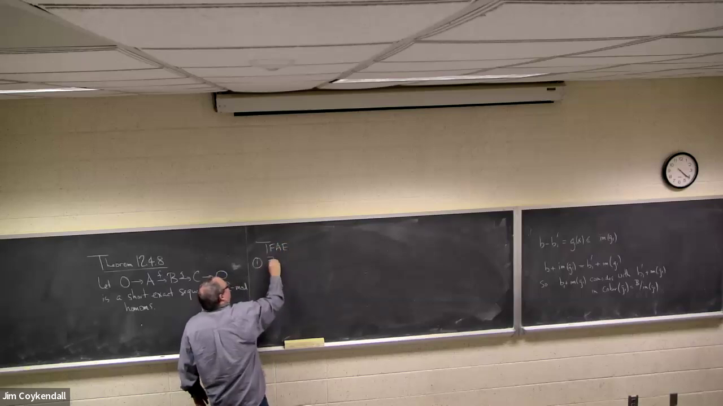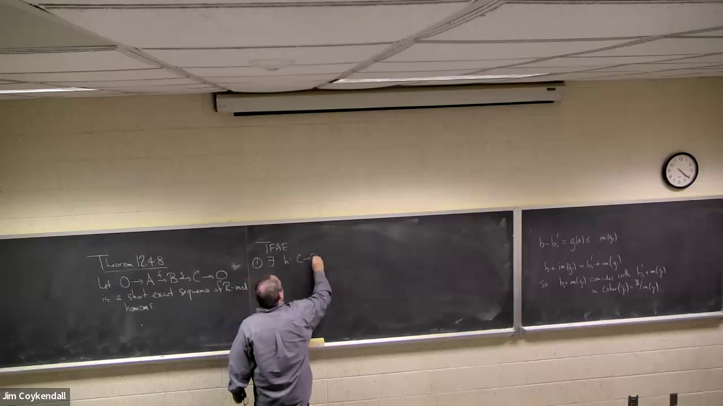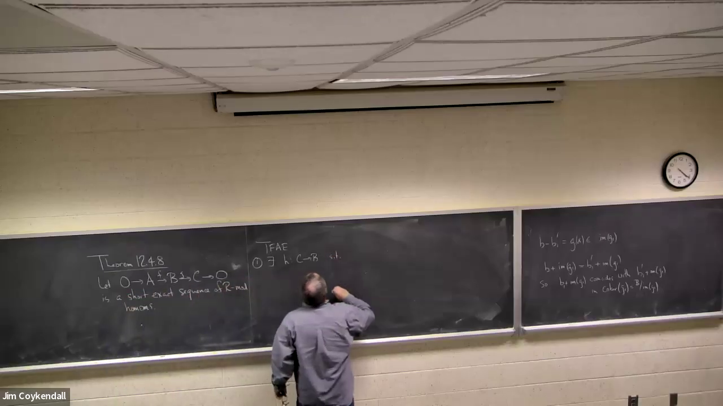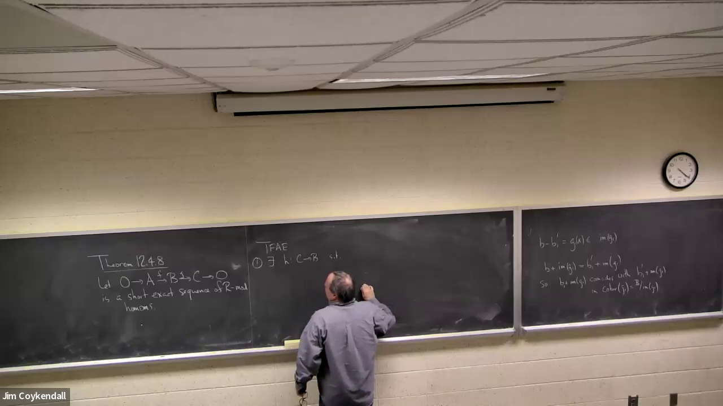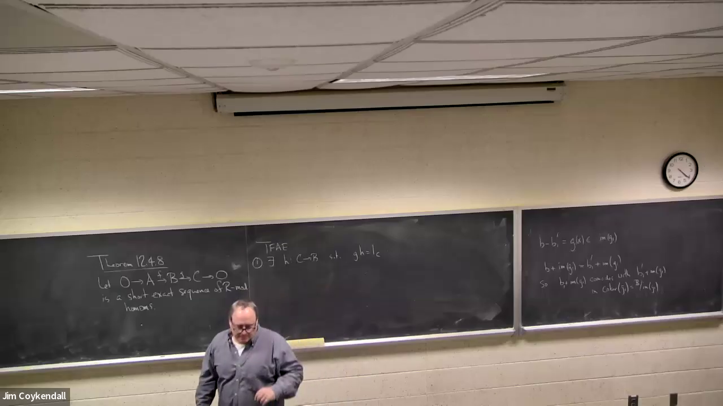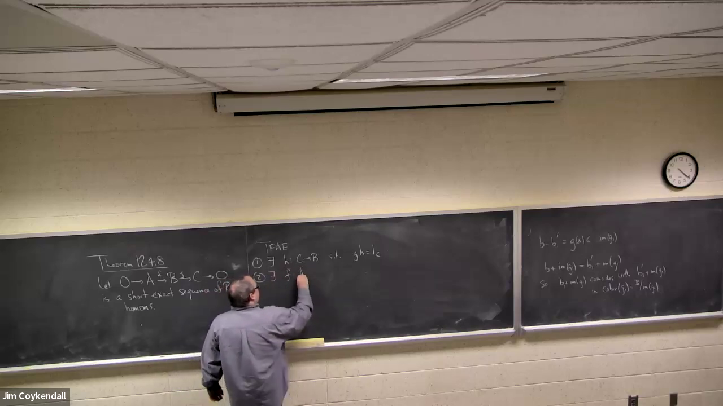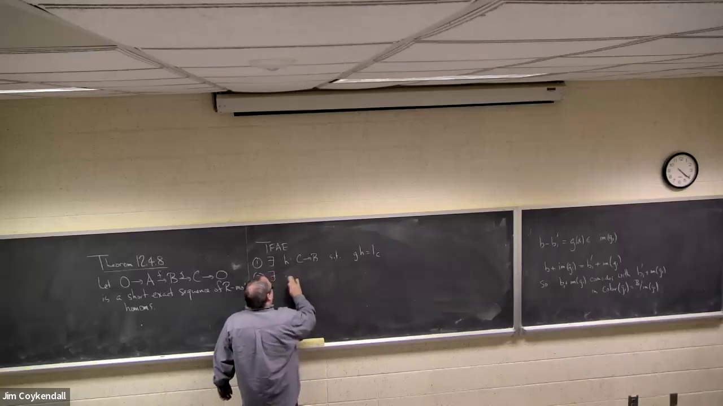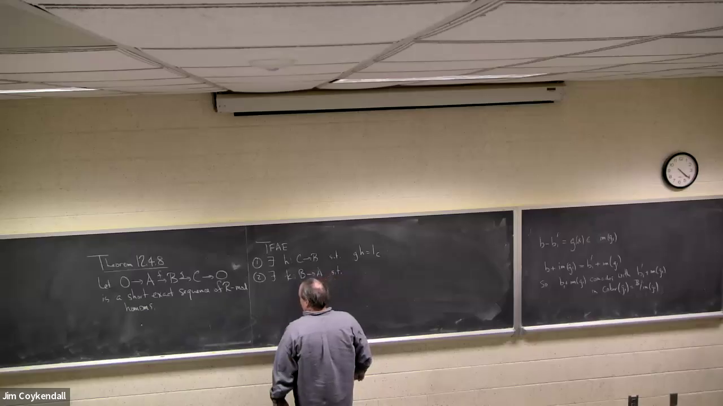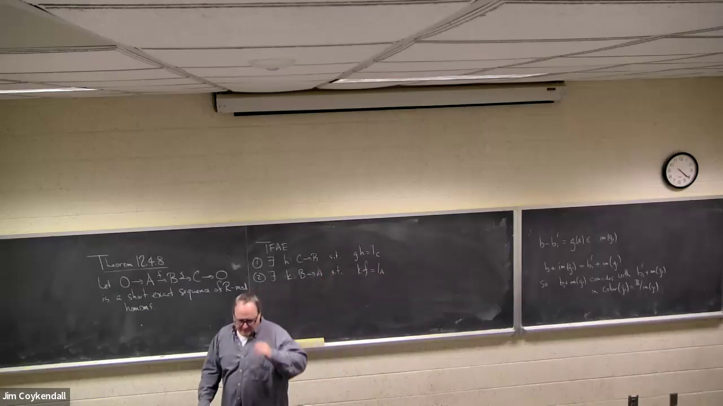TFAE: 1, there exists an R-module homomorphism, and here my letters will all be R-module homomorphisms, H from C to B, such that when I do H and then I do G, this is the identity on C. Number 2, there exists K from B to A, such that when I do F, then I do K, I get the identity function on A.